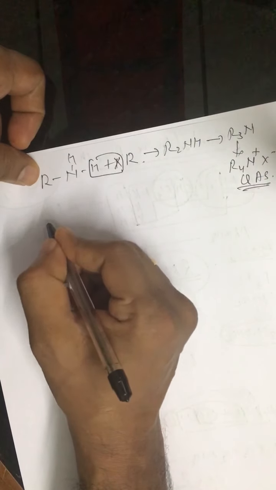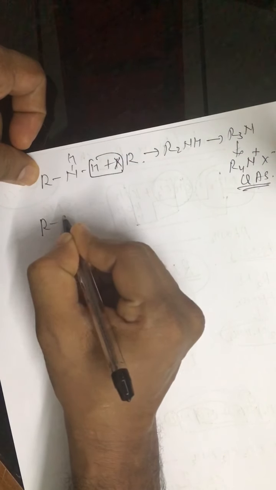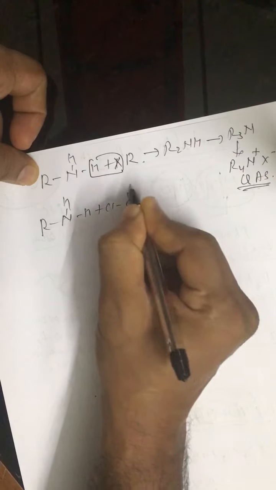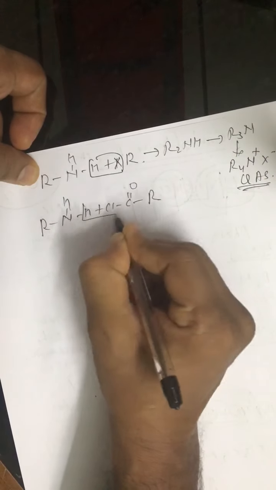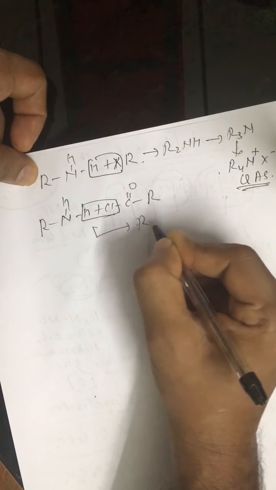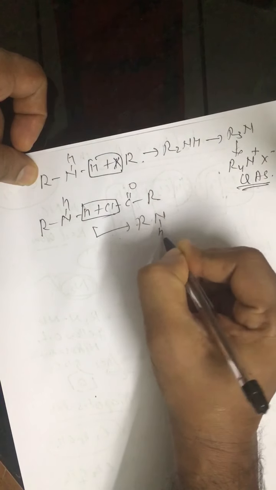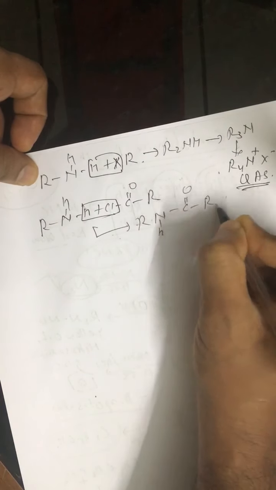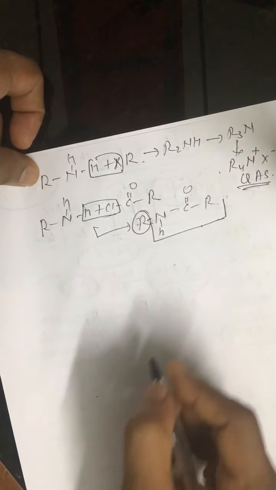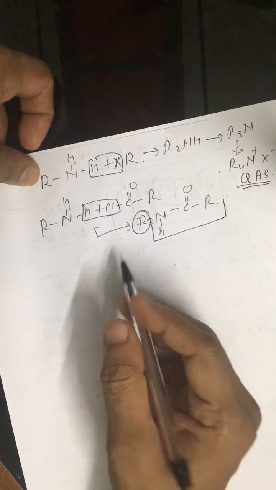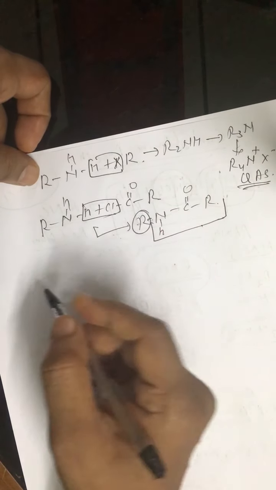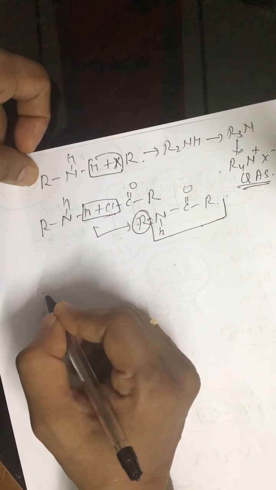and acylation includes the reaction of an amine with an acid chloride or anhydride. This is acylation. The product is RNHCOR. So you can say this is an amide, an N-alkyl amide. Acylation. For acylation, we can use either acid chloride or acid anhydride.